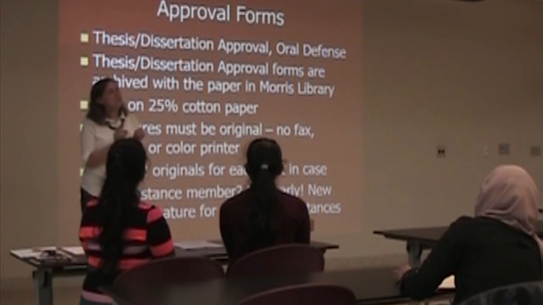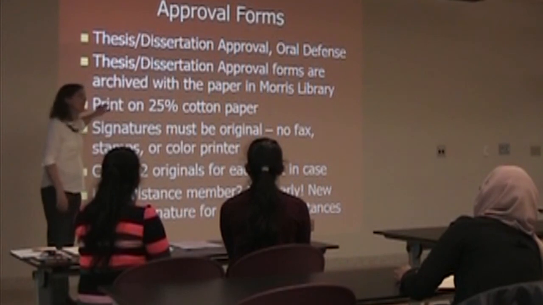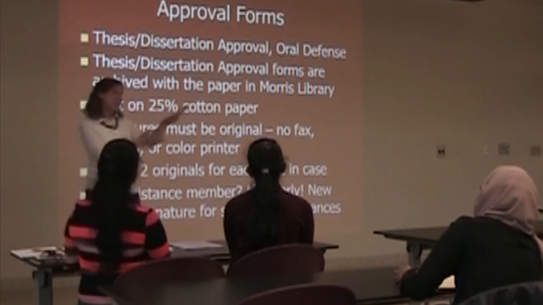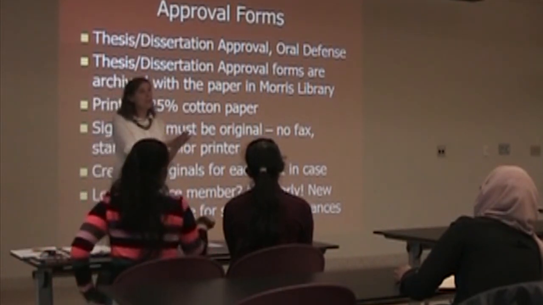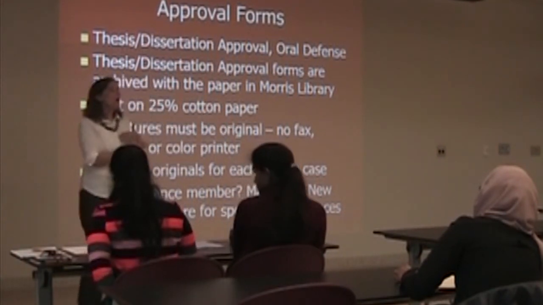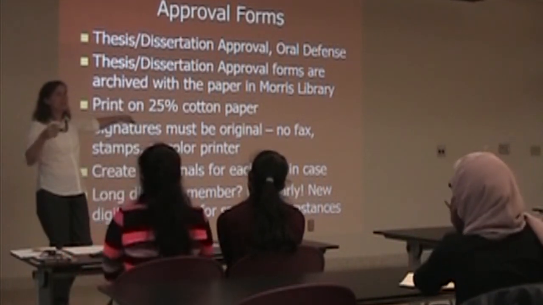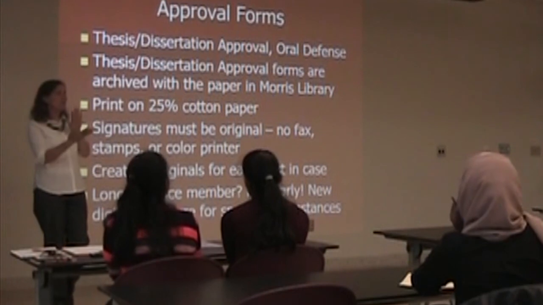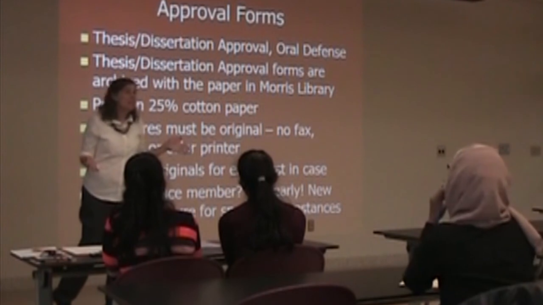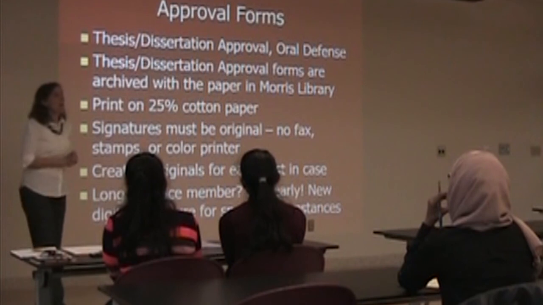The thesis approval form or dissertation approval form, whichever one, we ask that you print it on 25% cotton paper because that form is sent to Morris Library and is bound in the front of your copy that's going to be stored in special collections. So all the paper in that bound copy is this nice thick paper that doesn't deteriorate very soon. And so we ask for your form to be that too. We accept it if it's not on the special paper, but it's going into your bound copy.